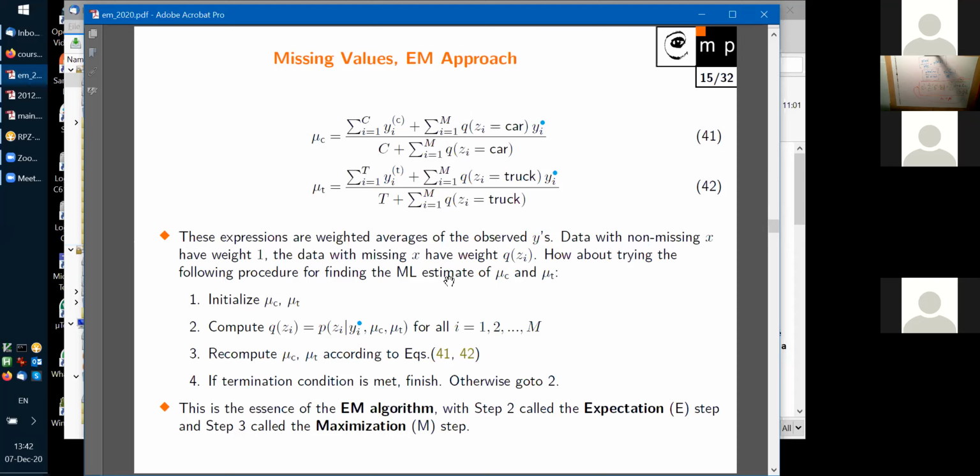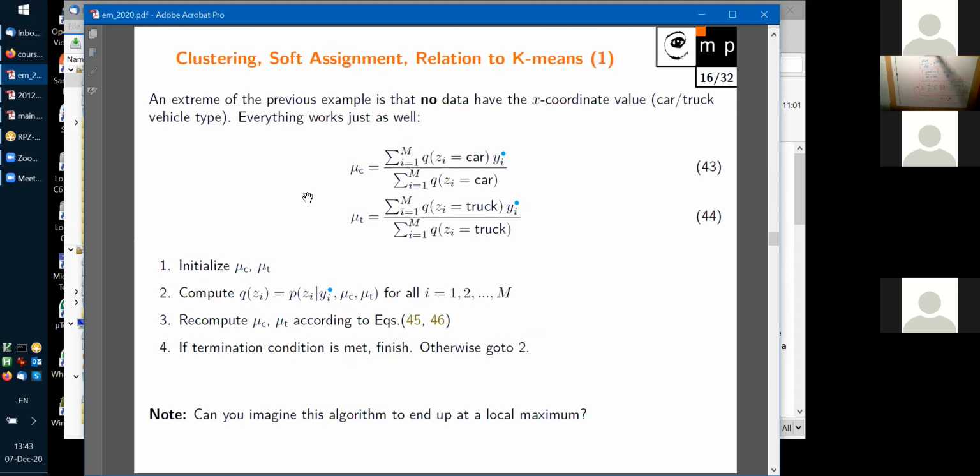And this is the essence of the algorithm. Step 2 is called expectation, because we are calculating the probability of a point belonging to a class, and then the M step is given mu c. This is the update given the q's for the maximum likelihood of mu c and mu t. We can see the q's as the soft assignment to classes. So that's the relation to k-means.